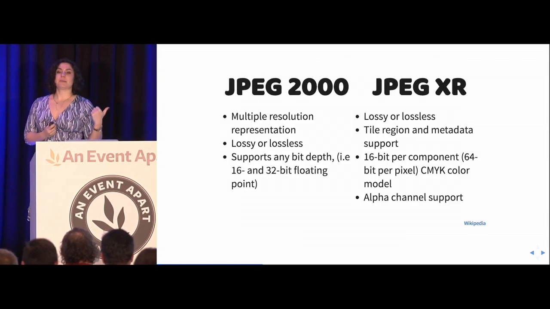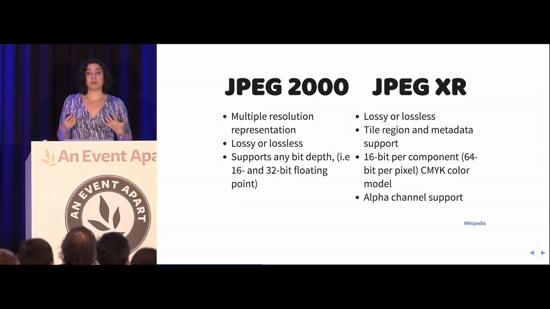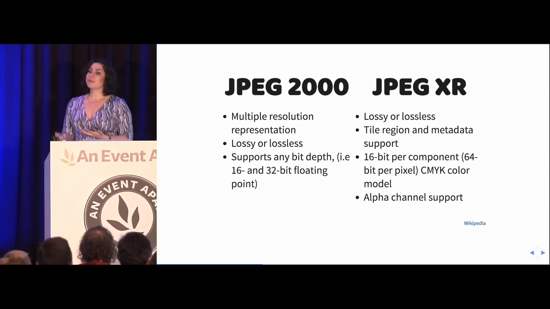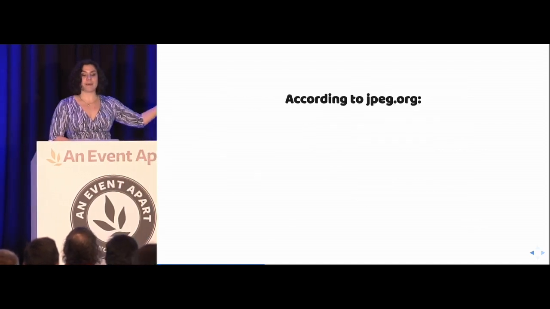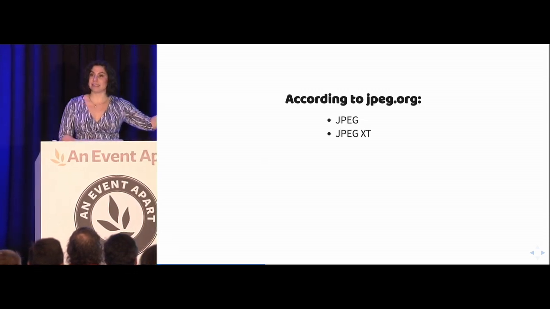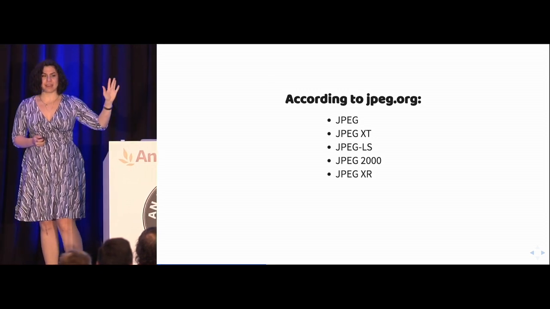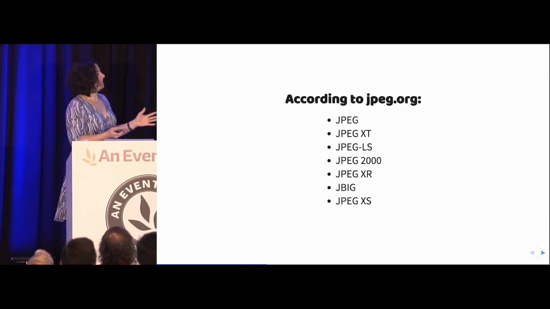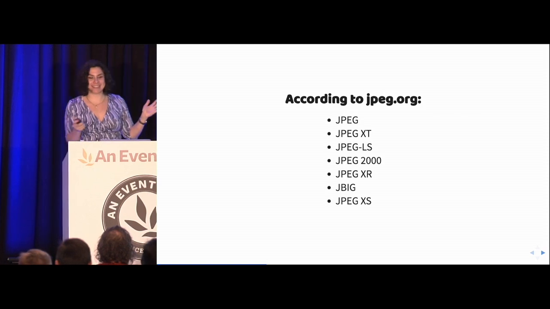So I also heard these names popping up as I was doing research on JPEG: JPEG 2000 and JPEG XR, and these are both improvements on standard JPEGs. But the problem is, again, nobody can really agree on a better implementation than we currently have. So according to jpeg.org, there's the JPEG, there is the JPEG XT, the JPEG LS, the JPEG 2000, the JPEG XR, the JBIG, the JPEG XS. So while people are complaining there's a lot of JavaScript frameworks, there's a lot of JPEGs.